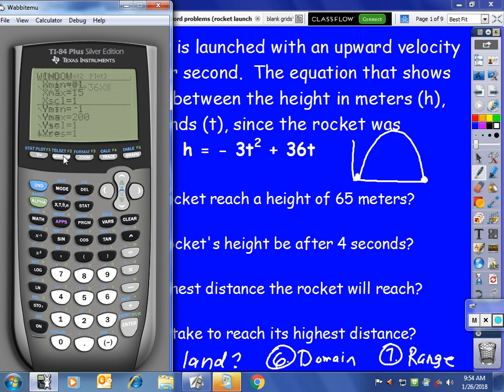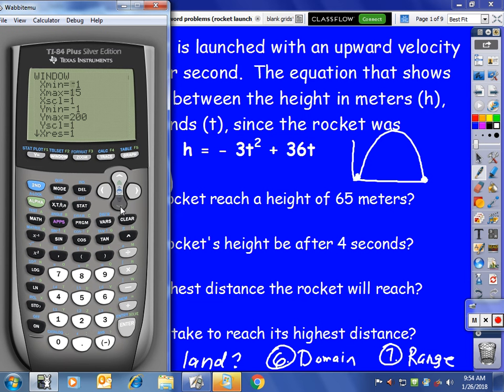Okay, so I already changed my window. And let me see if I can see it. I can see it just fine. And in fact, I could probably make my y maximum a little shorter. You don't have to, but I just like my picture to look nice and pretty. Okay, so there's my picture.